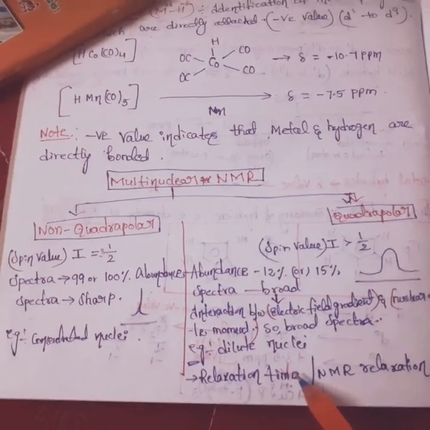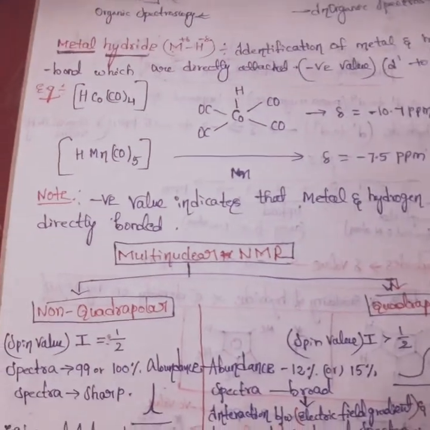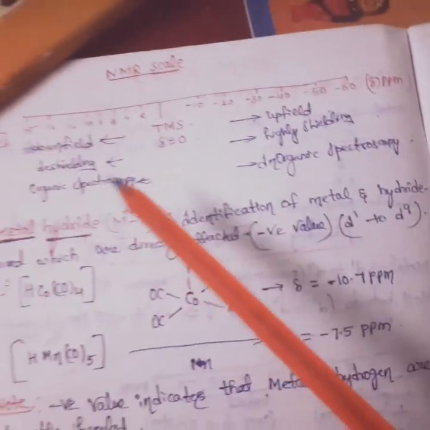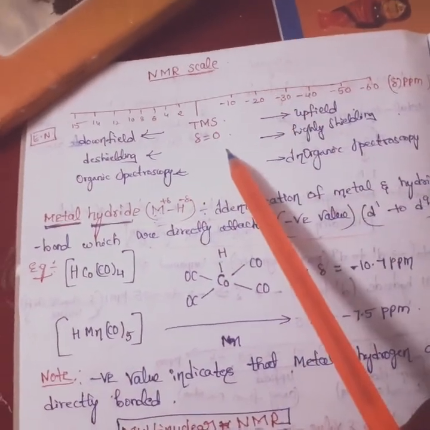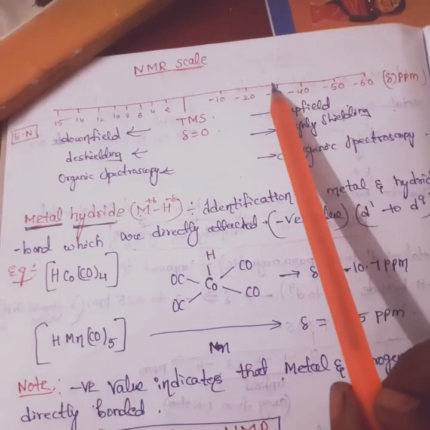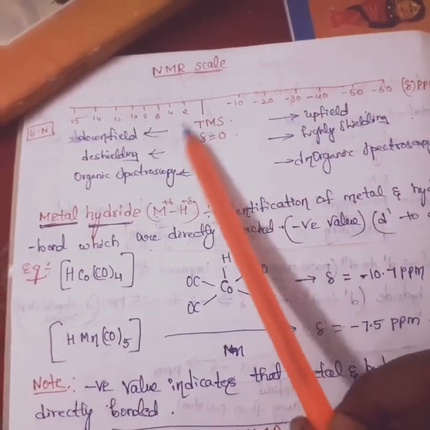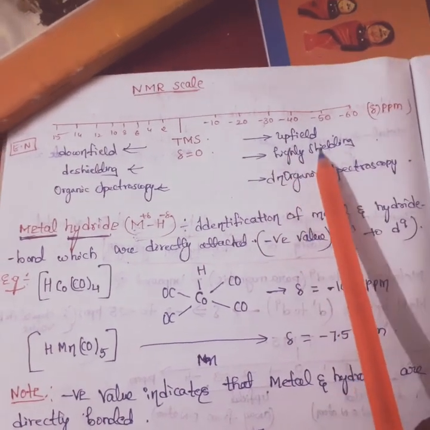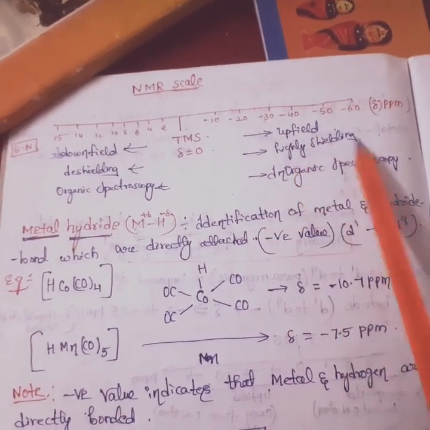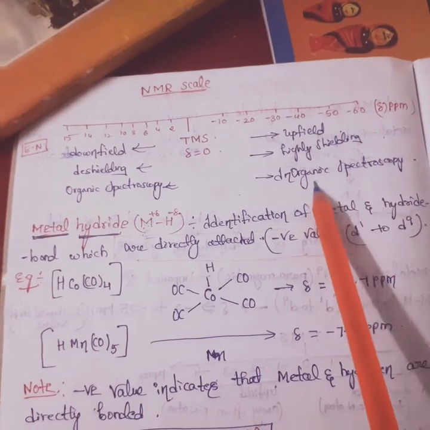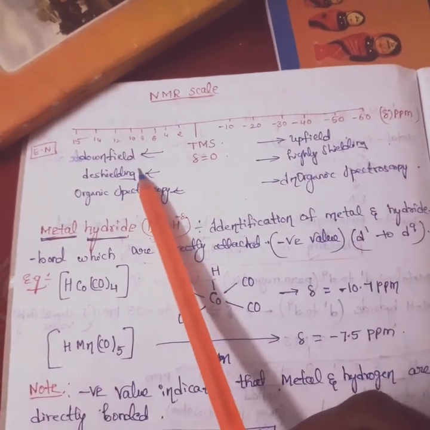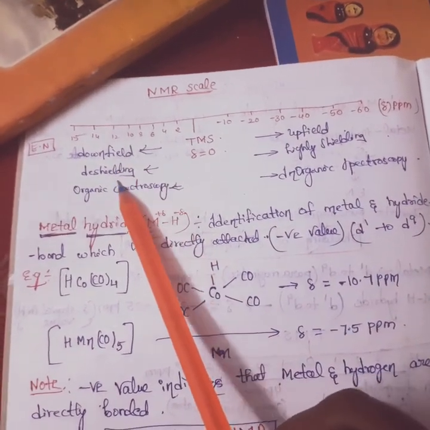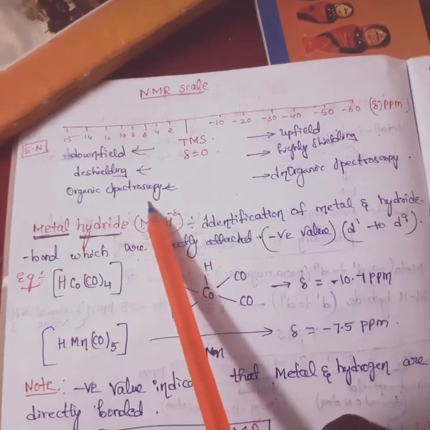I hope you understood, friends. Let me revise it in a quick manner; just focus a little on this. This is the NMR scale. We know this is tetramethylsilane and its chemical shift value is 0. Whenever we move towards the right side, that is upfield, high shielding, mostly used in inorganic spectroscopy. Whenever we move towards the left side, this is downfield, deshielding, mostly used in organic spectroscopy.